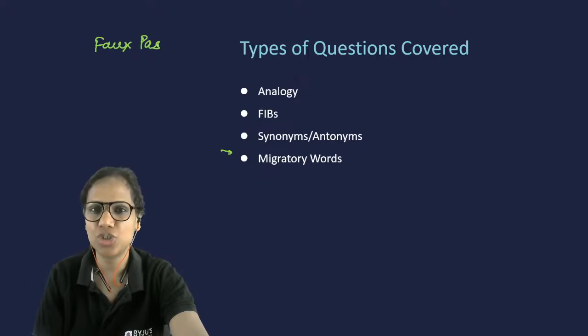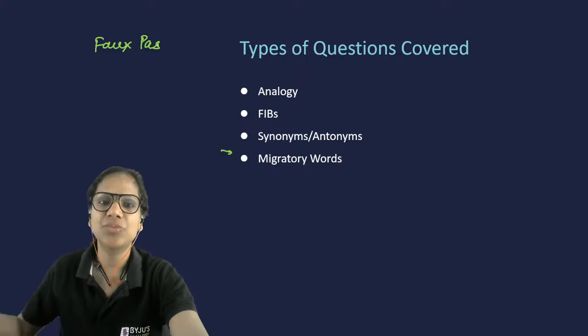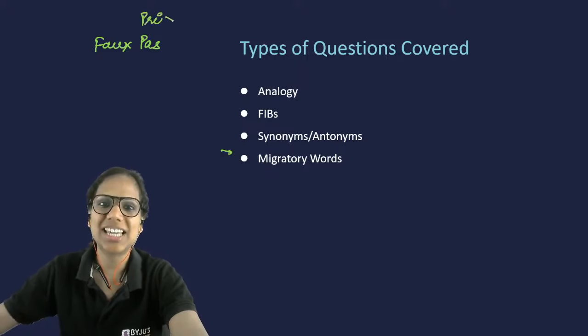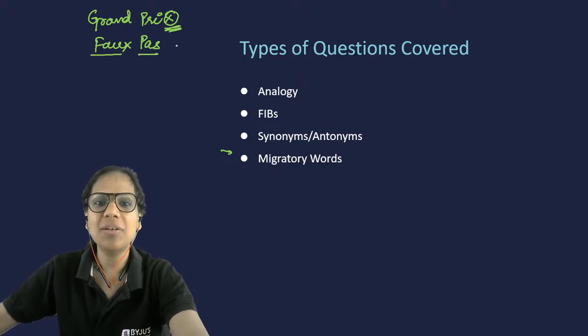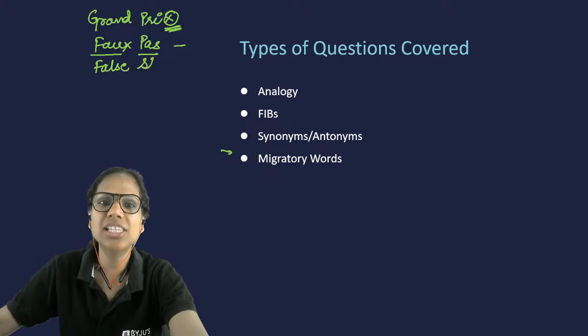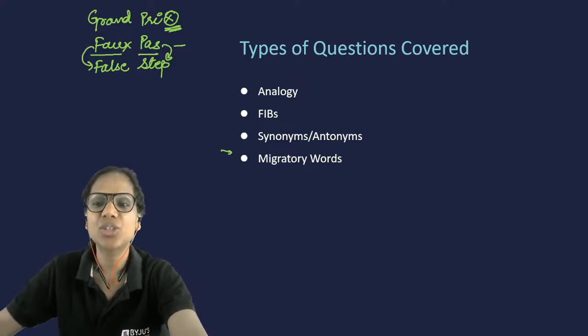Migratory word. It's a French term that has been adopted by English. It is pronounced as fo pa, the X is silent, and the S is silent. Just like in Grand Prix, the X is silent. It is not Grand Prix, it's Grand Prix. If I translate faux pas for you word by word, it means a false step. Pas means step, associated with a paw, and faux means false, just like faux leather is false leather. So a faux pas is a social blunder. A faux pas is a social blunder.